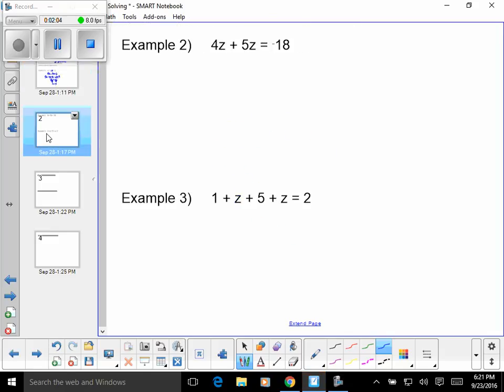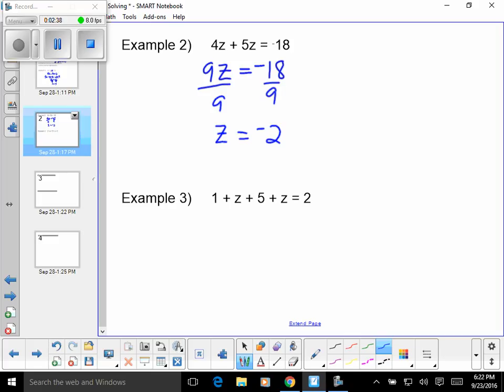Example 2 is an example where we get a one-step equation. 4z plus 5z is 9z equals -18. These are the types of equations you've had for a while, so we're going to divide both sides by 9. And z will equal -2. At this point, you'll probably want to hit pause and try to do example 3 on your own.